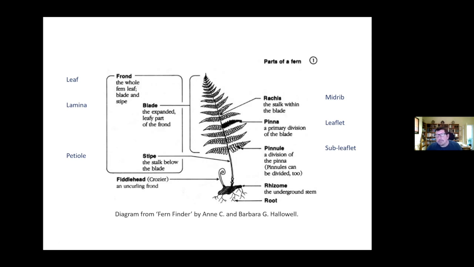It does make it a bit more complicated. You've got another whole set of terms to learn. You can't just use the same ones you've learned when you did flowering plants, and unfortunately that's just one of those things. But I'll be using these terms throughout the talk. Just try to remember that the major terms are the frond and the rachis, the pinna and the pinnule. These come up quite a lot. Okay.